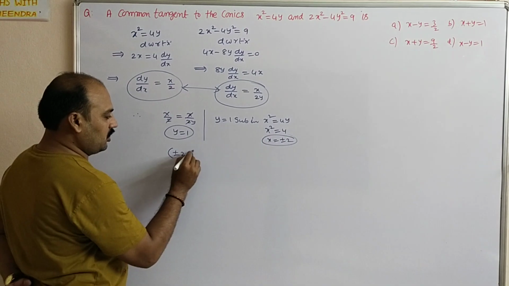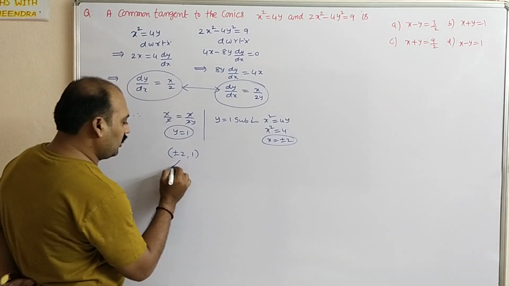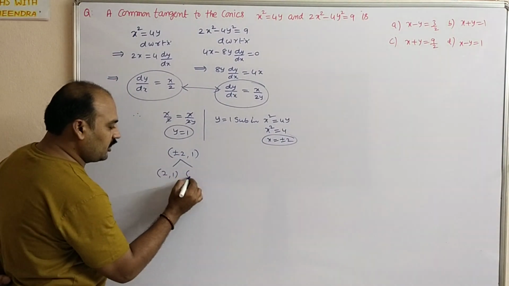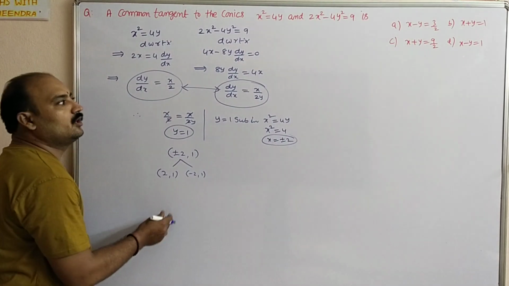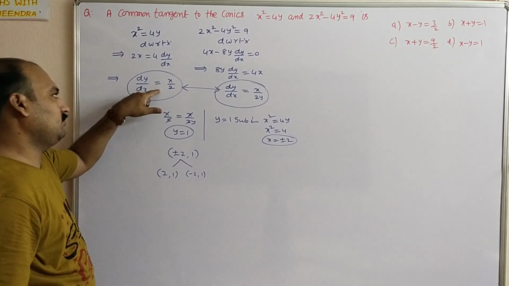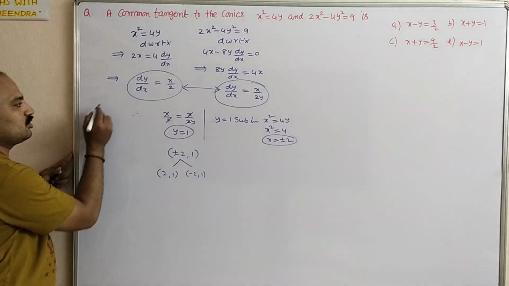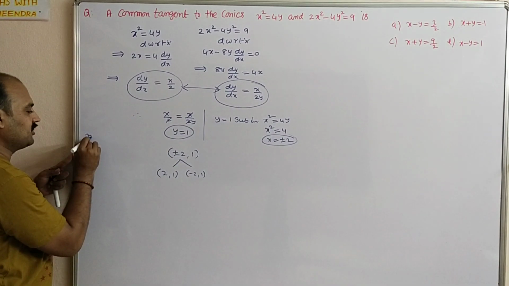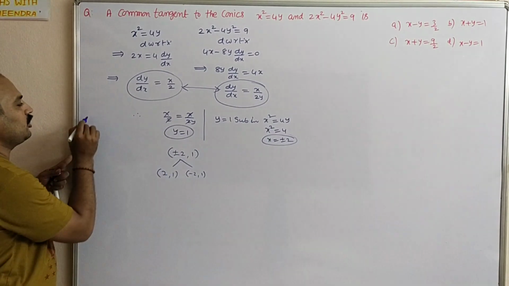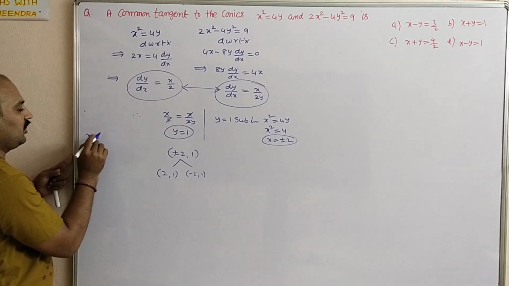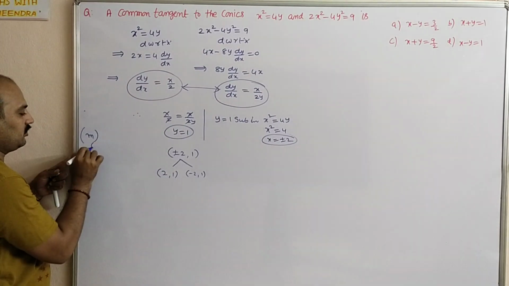So plus or minus 2 comma 1. Here 2 points are there, 2 comma 1 and minus 2 comma 1. Slope we know that. Point also we can calculate. You can consider first slope. M is equal to, at 2 comma 1 you can take, M at 2 comma 1.